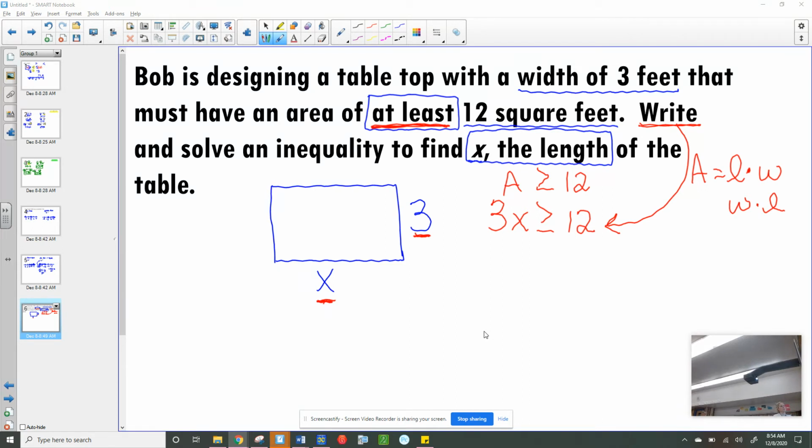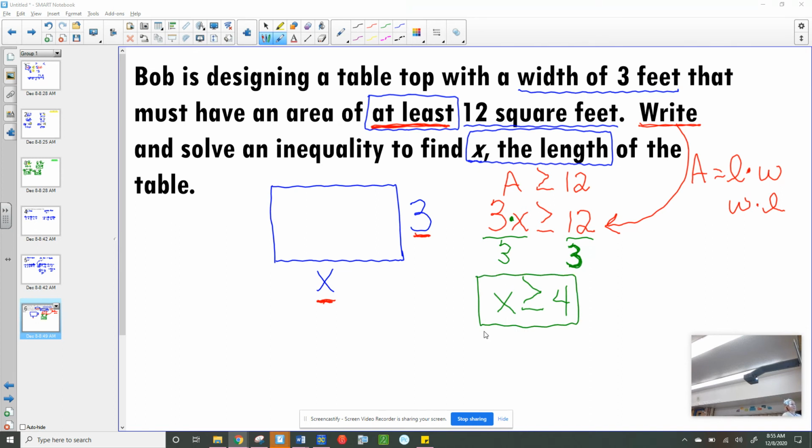The next step says solve the inequality to find x. This is multiplication. To undo multiplication, I divide by 3. I do not need to flip because I divided by a positive 3. So I keep that the same. Positive 12 divided by positive 3 is positive 4. So the length of his table can be anything bigger than 4.